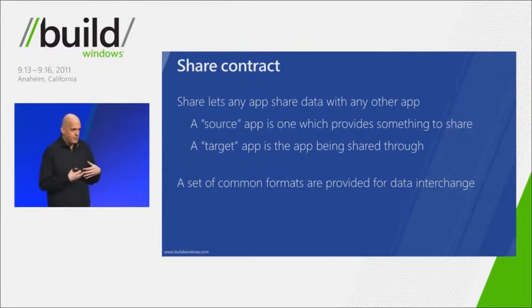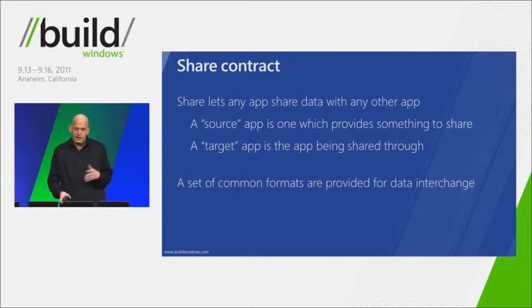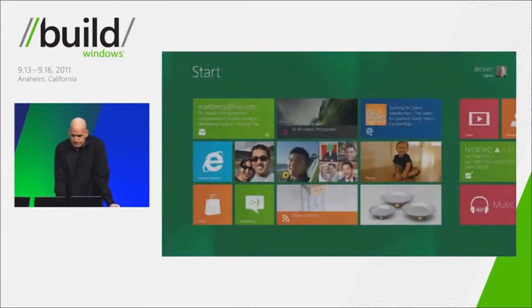So in the Internet Explorer example, it's IE sharing its web page. And a target is something that can be shared through. And really what we've done here is we've created a set of common formats that provide for data interchange between the apps. Let me show you a couple of demos of this. So coming back to my demo machine.